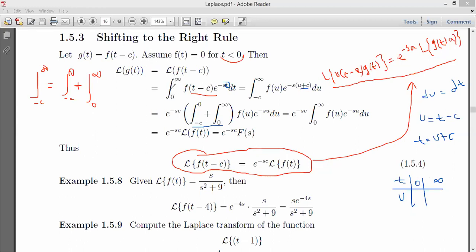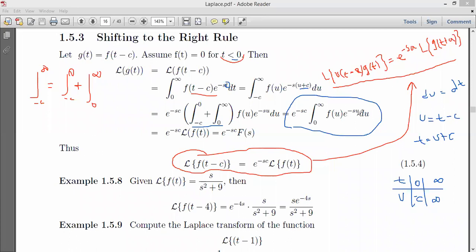We are moving from 0 to infinity. But now under u, remember if t is 0, then you will have your minus c here. And then, of course, this will still go to infinity. So that's why you have minus c to infinity of f of u. And we know that under that condition, this one here would be 0. So that one disappears, and then we remain with this other part. And that's why we end up with e to the minus sc, then that integral.